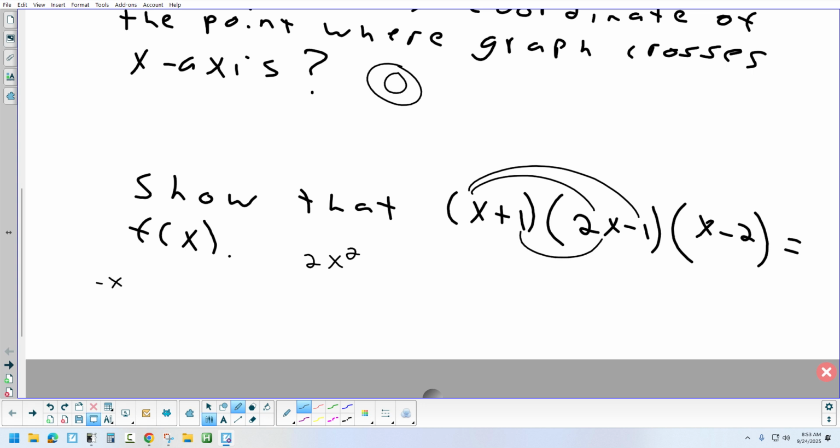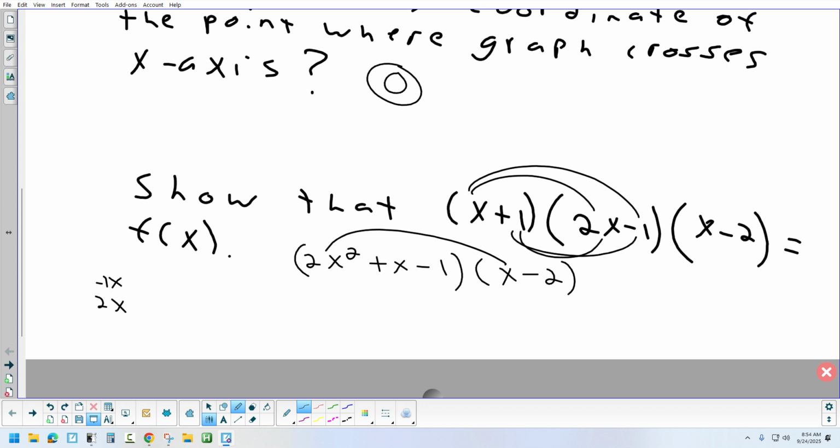And what about 1 times 2x? So negative 1x plus 2x is a positive 1x. And lastly, 1 times negative 1 gives me negative 1. So that's what you get when you multiply the first 2 together. Now we're going to multiply that times the last one. So we're going to distribute one more time.